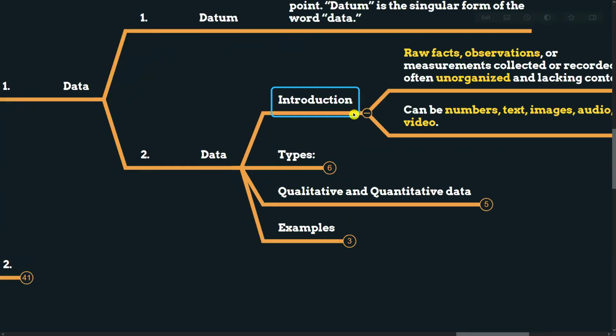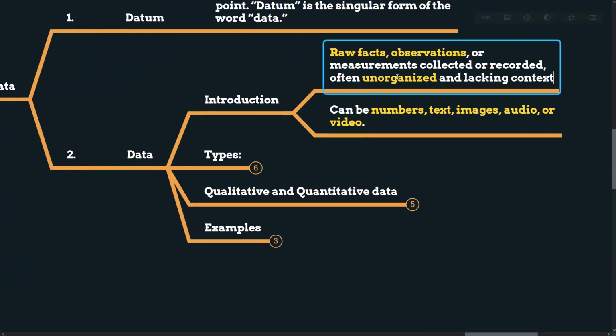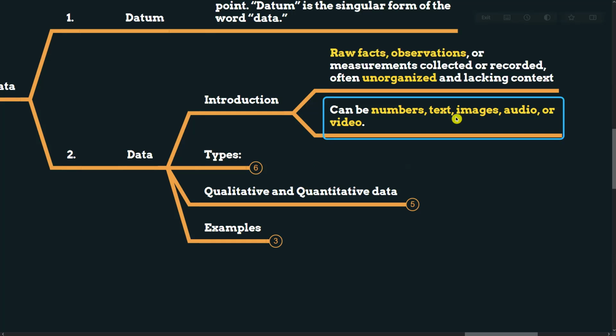And data are the raw facts, observations, or measurements collected or recorded, often unorganized and lacking context, right? So data means raw facts or observations, but not in an organized manner. It can be numbers, text, images, audio, or video. That is what it means by data. So with data, you have to understand the raw. What does raw mean?